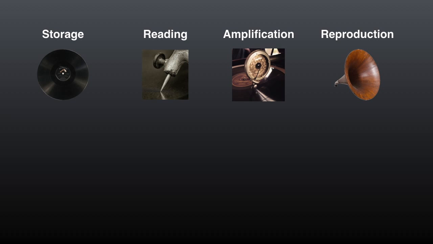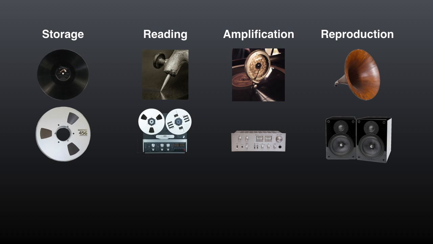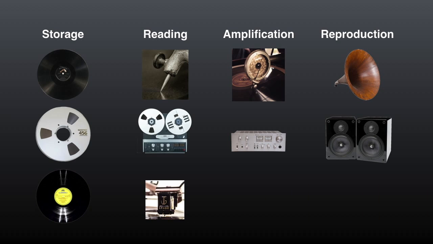An open reel tape recorder based system uses magnetic tape as storage, a replay head to read the magnetic waves, electronic amplification and loudspeakers. A turntable uses a vinyl disc as storage, the needle is mounted on a cantilever that moves inside a cartridge that is mounted in a tone arm. The signal is electronically amplified and sent to a speaker.